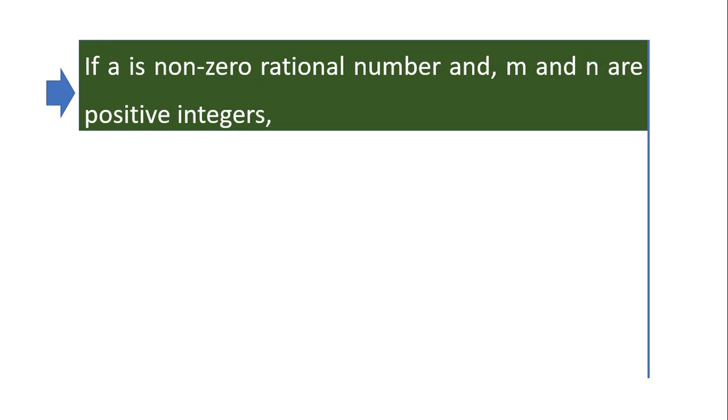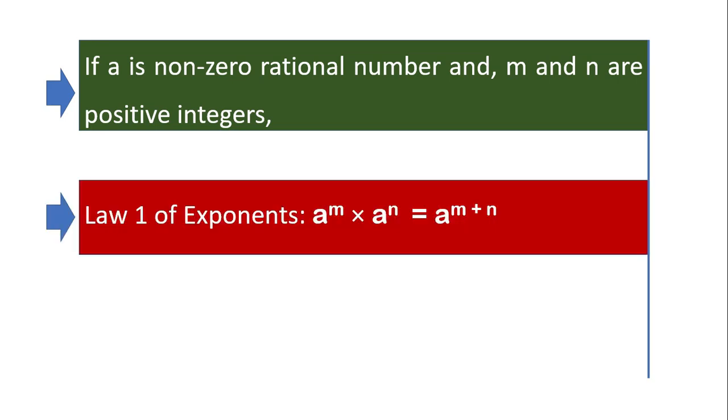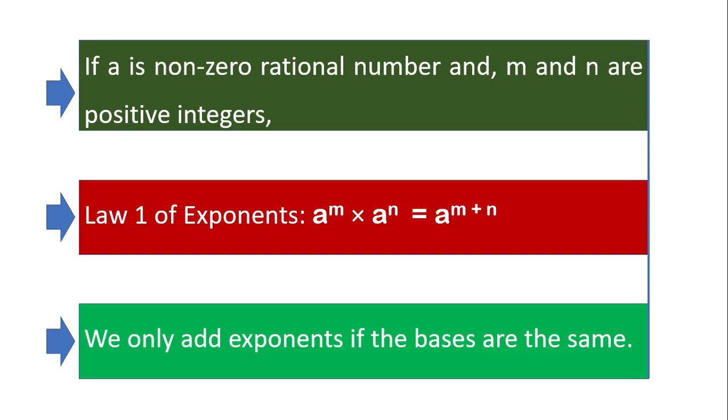Now, if a is a non-zero rational number, and m and n are positive integers, we will follow this to come up with the law 1 of exponents. That is a to the power of m times a to the power of n equals a to the power of m plus n. But we only add the exponents if the bases are the same. In case the bases are not the same, we cannot add the exponents.